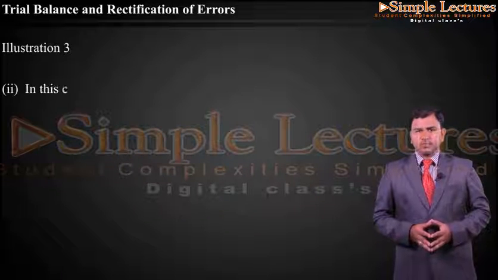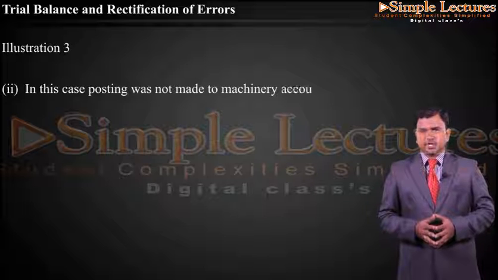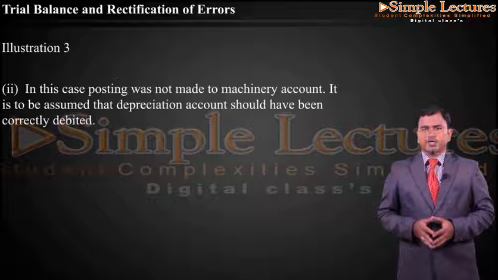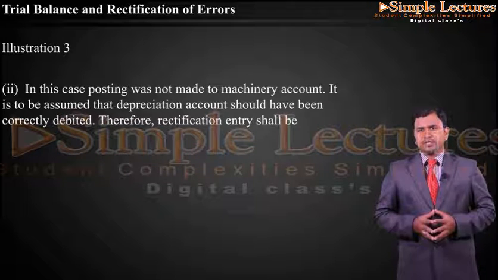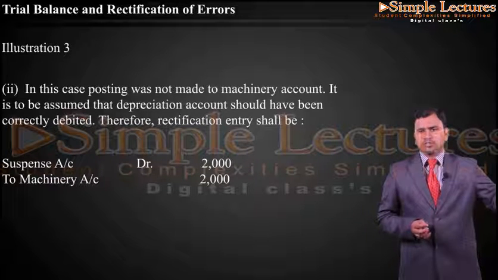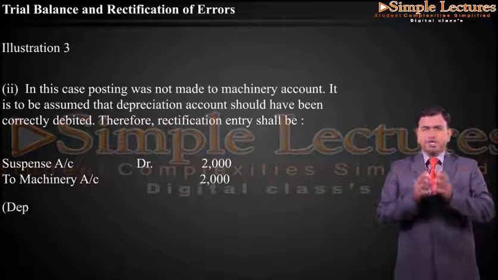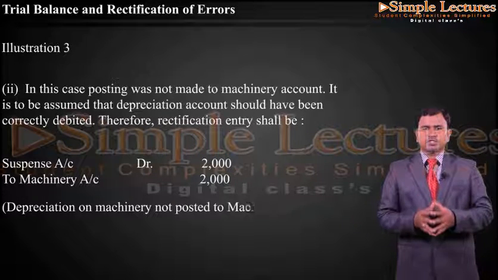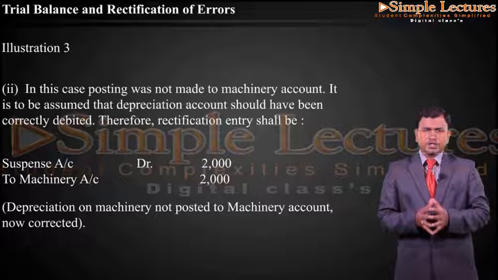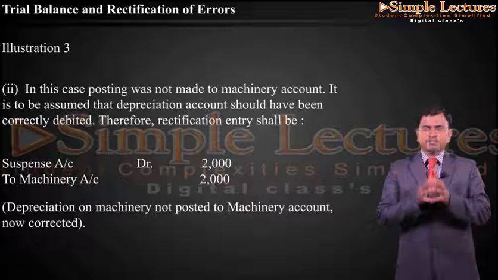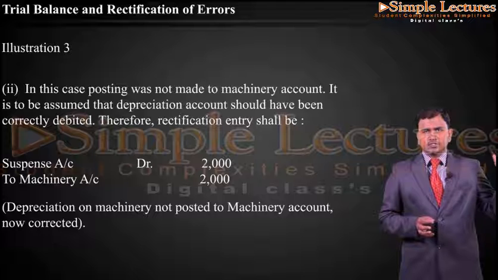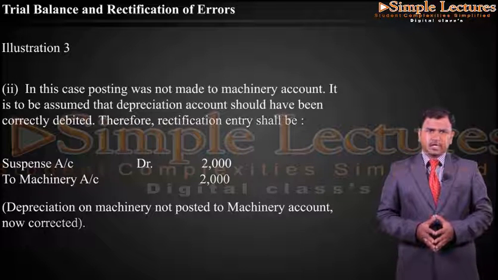When coming to case 2, the posting was not made to the machinery account. It is to be assumed that the depreciation account should have been correctly debited. Therefore the rectification entry will be suspense account debit 2000 to machinery account 2000, and the narration will be depreciation on machinery not posted to machinery account, now corrected. Whatever depreciation amount we have is correct, but it was not posted to the machinery account, so it will be posted now: suspense account debit to machinery account.